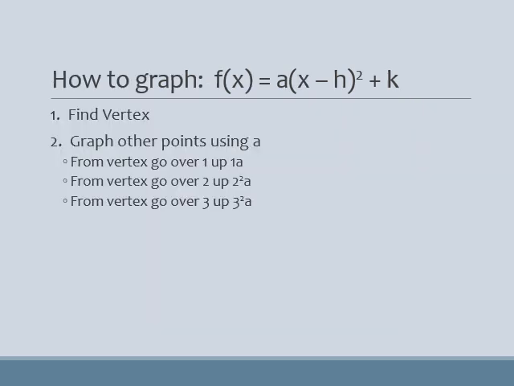All right, so today we looked at how to graph a quadratic when it was in vertex form. Our vertex was h and k. A told us how much we're going up each time we move over one space from the vertex, or down if A is negative.